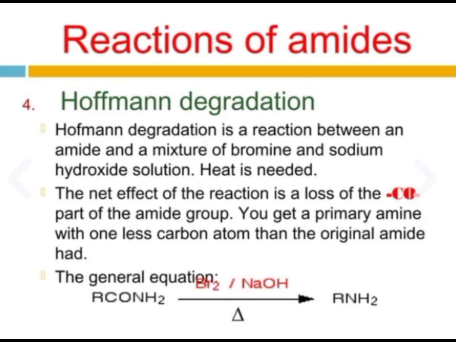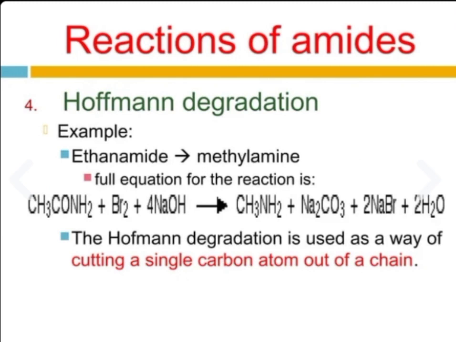The general equation will be RCONH2 plus Br2 over NaOH gives RNH2. So that was the general equation of Hofmann degradation, no? And it is said that heat is needed. Like for example, in Hofmann degradation, ethanamide to methylamine.